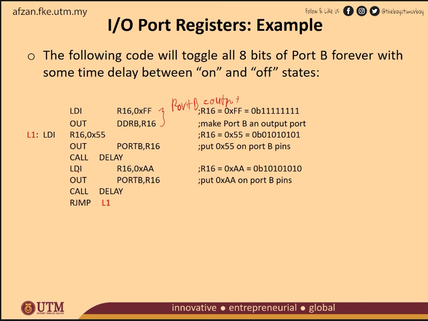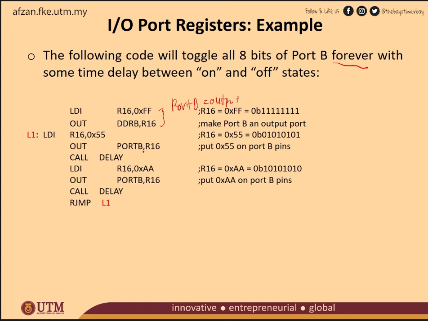And then LDI R16, 0xAA, out PORTB, R16, call delay, and RJMP to the start. Since you want to do this forever, you just use the jump. We keep repeating here.